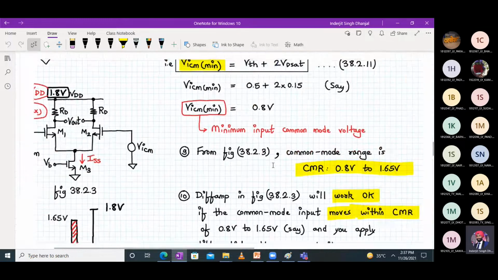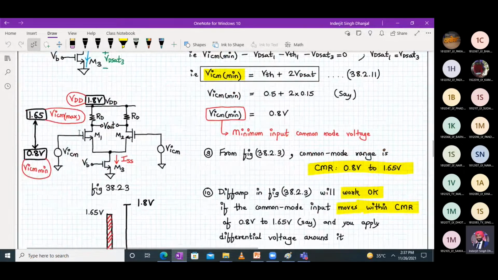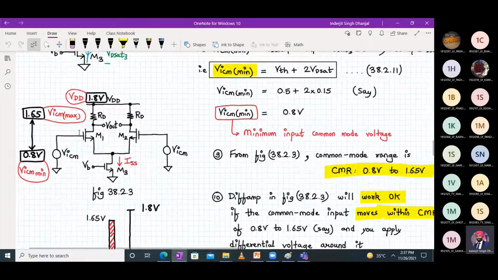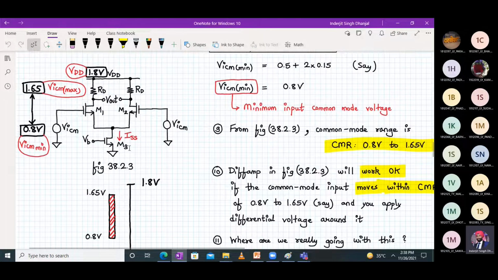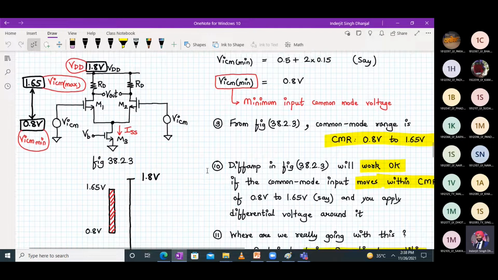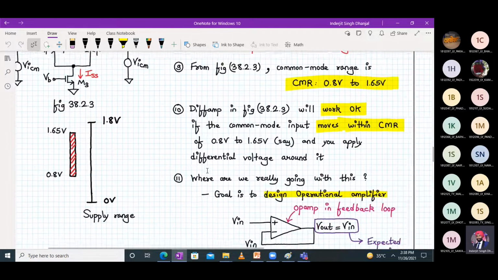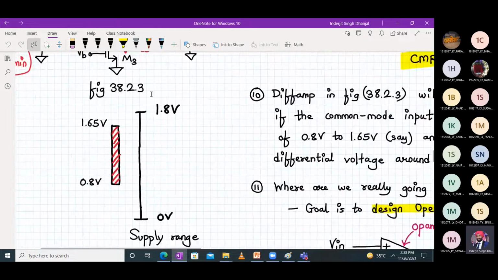That means your differential amplifier shown over here will only work if the common mode level moves within this common mode range, between 0.8 volts and 1.65 volts. And then you apply your differential voltage around it. So basically why are we doing all this analysis? Let's say we draw this supply range over here. Our supply range is 0 to VDD, VDD is 1.8 volt, and our common mode range is 0.8 volt to 1.65 volt.